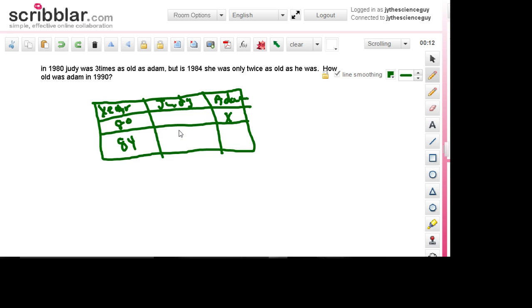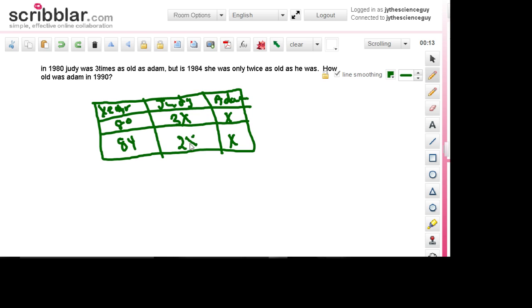J over 3? Okay, so if Adam is 10, how old is Judy? 30. So what did you do to the two numbers? Multiply by 3. Right, so this is going to just be 3x. See how that set that up? Because I don't know either one of their ages, but I'm going to use real numbers to write the relationships, right? Okay, so in 84, so 4 years later, what's the relationship between their ages? 2. So this one is x and 2x.